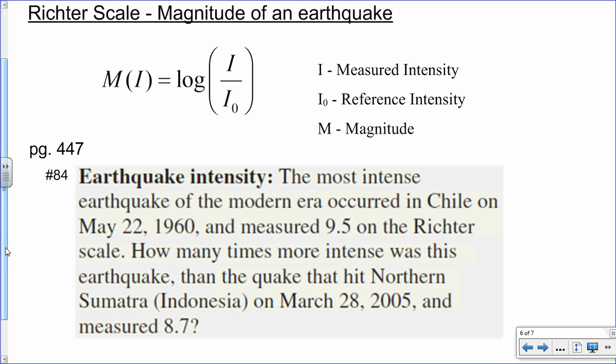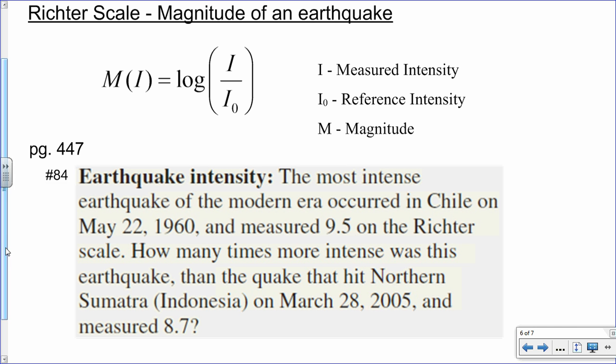So the question asks me, how many times more intense was this earthquake in Chile than the earthquake in Indonesia? So when you want to know how many times more than something, what operation would you use? Yeah, division. So I want to divide the two intensities to figure this out. 9.5 and 8.7 are their magnitudes, though, not the intensities.